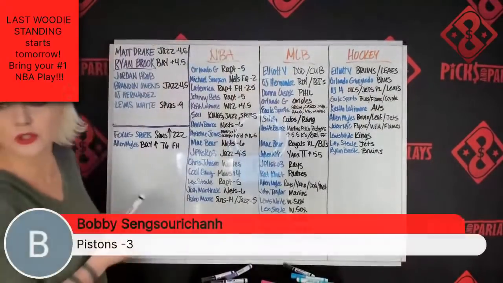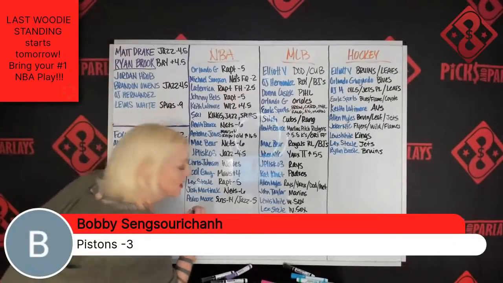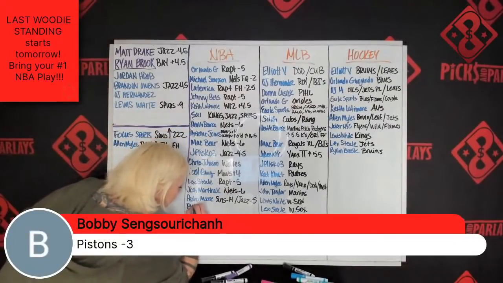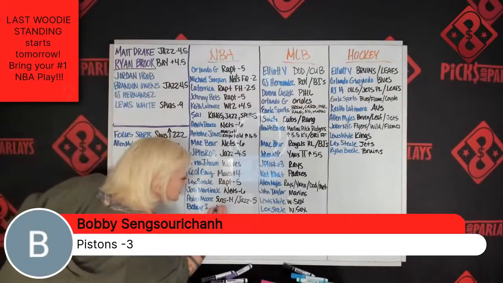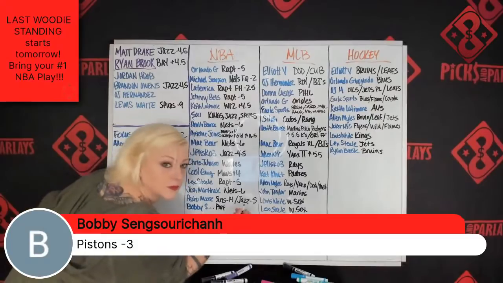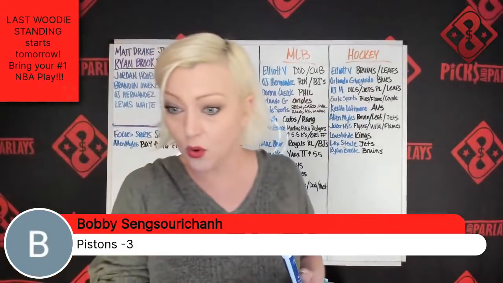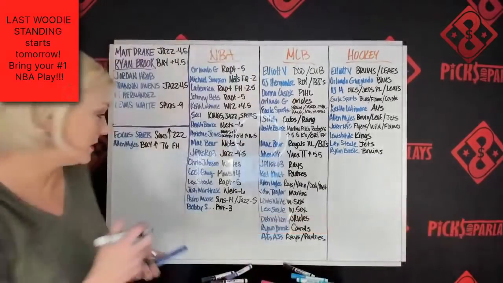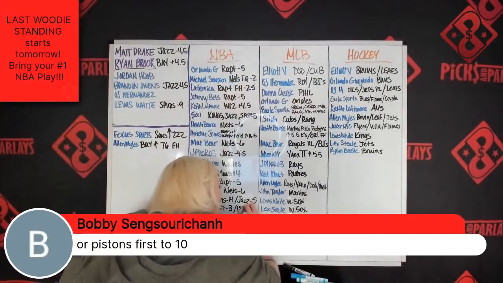Okay. What's up, Bobby? How you doing? You were good yesterday on your Nets business. You were crushing stuff. Bobby S., Pistons -3. Yesterday was kind of a weird day for the Pistons, first to 10. First to 10. Okay.